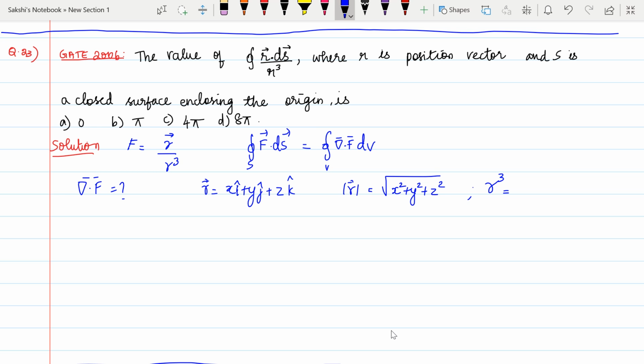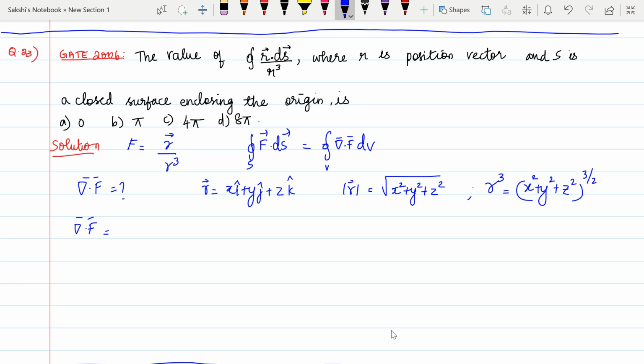So therefore we can say that r cube will be (x square plus y square plus z square) the whole power 3 by 2. So this will be the magnitude with the power of 3. So now let us see how to solve this. So we are going to find del dot f.